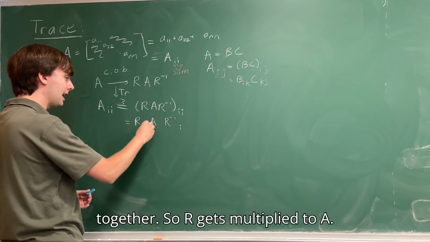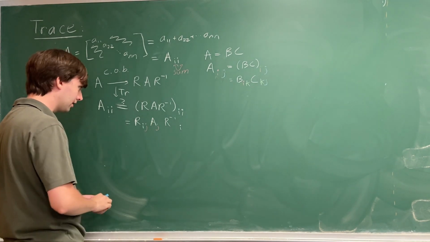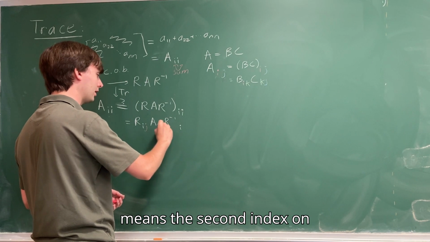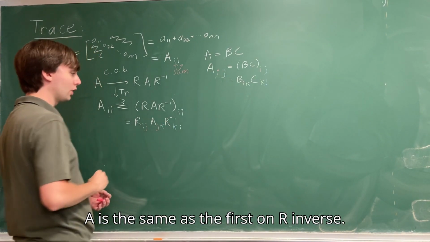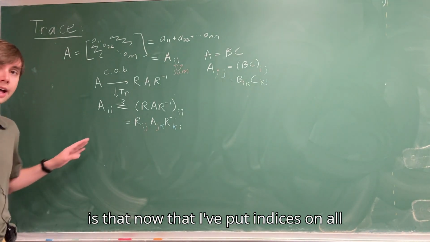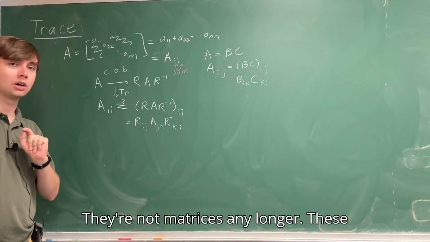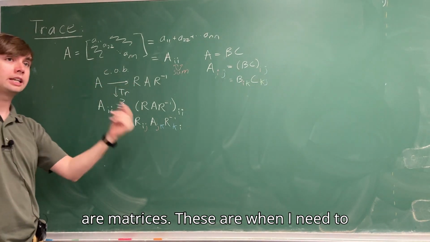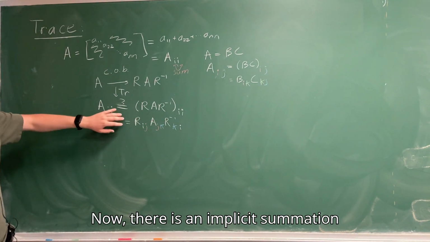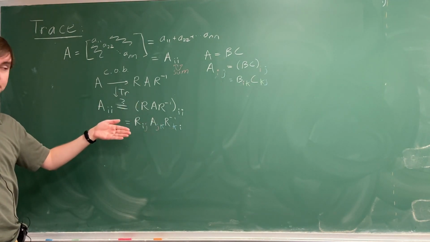So R gets multiplied to A. That means the second index on R is the same as the first index on A. A gets multiplied to R inverse. That means the second index on A is the same as the first on R inverse. Now, the nice thing about getting to here is that now that I've put indices on all of these, they're just numbers. They're not matrices any longer. These are matrices. These are when I need to think about rules about how matrix multiplication doesn't commute. Now, there is an implicit summation symbol, actually two summation symbols, over J and over K, over all of this.